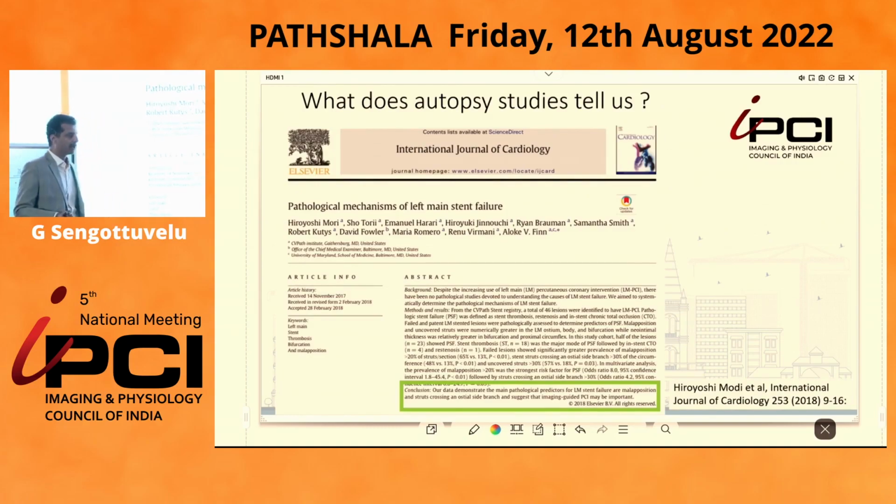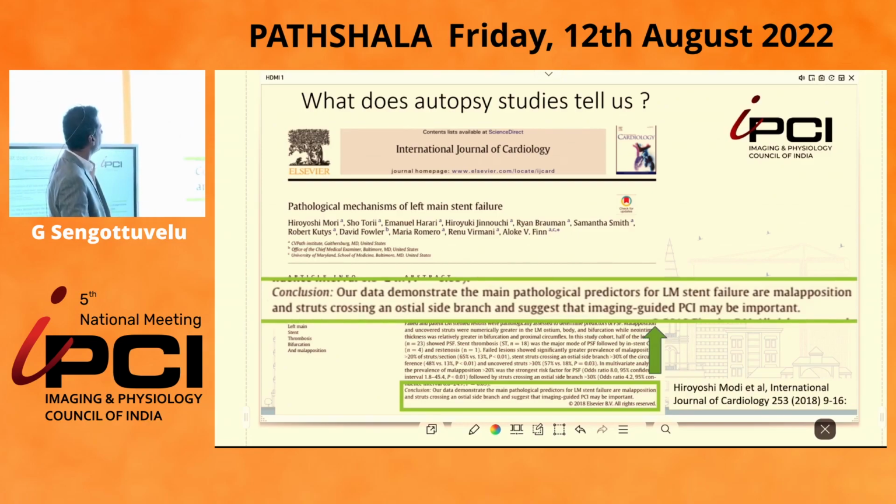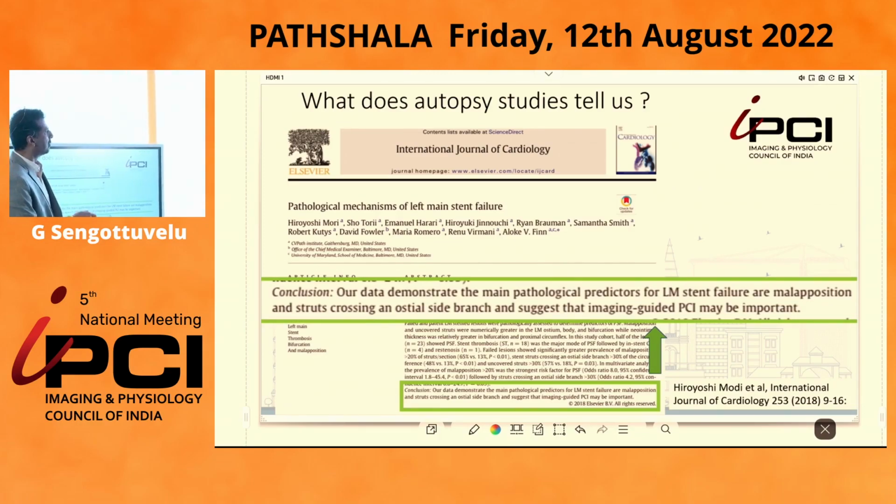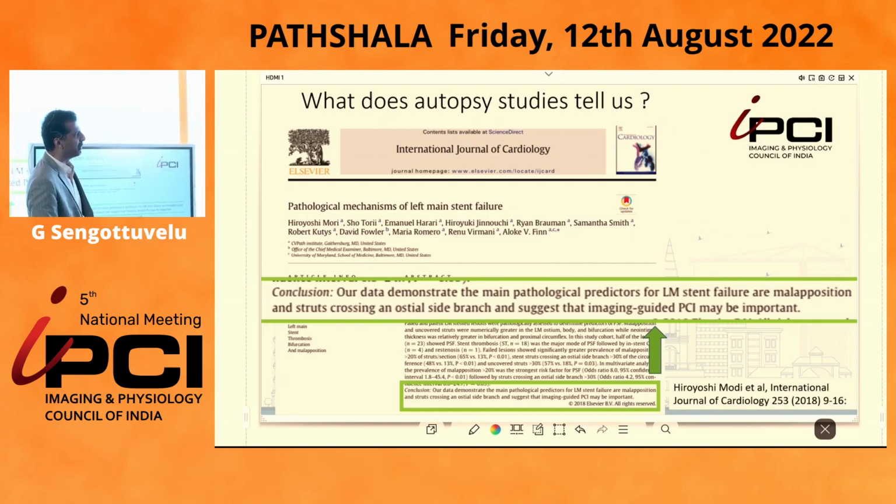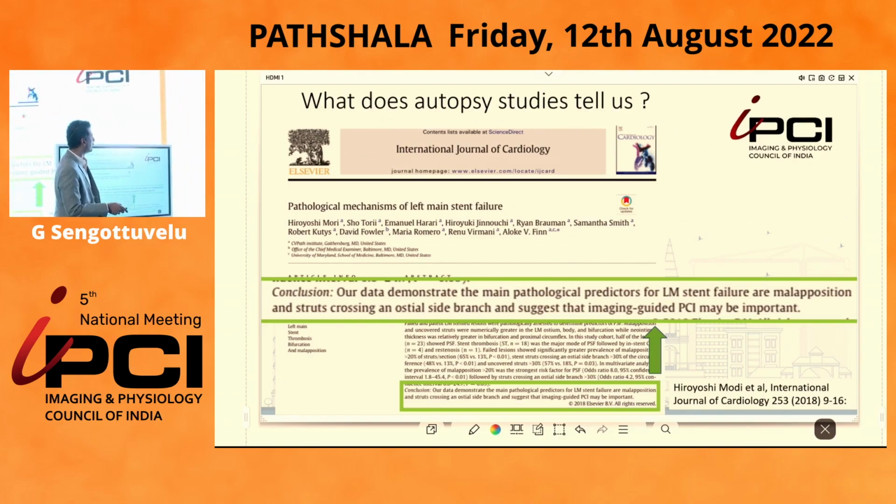So what do autopsy studies tell us? Again, this is a very interesting study. I took it from Renu Gurmani's center, where they looked at all the left main patients who died due to left main stent failure. If you look at the conclusion, our data demonstrate that the main pathological predictors for left main stent failure are malapposition and struts crossing an ostial side branch.